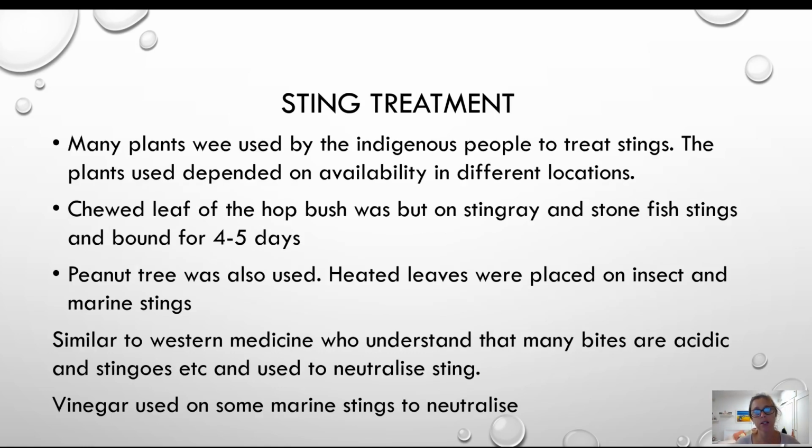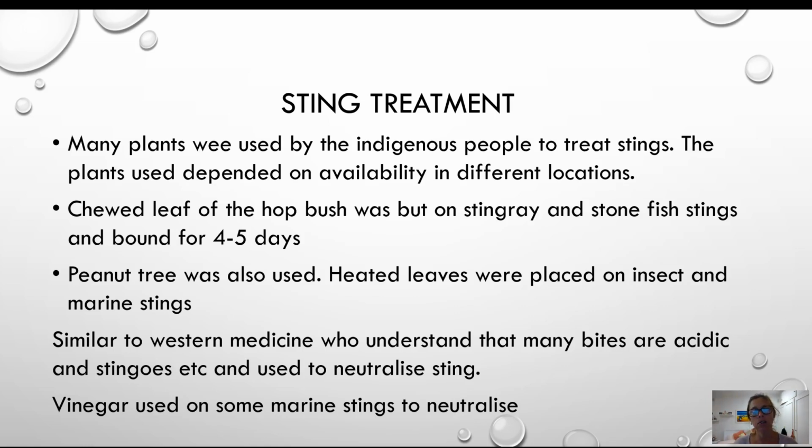So for example, our sting treatment, which wasn't necessarily covered in our talk, we can use many plants to treat stings. What plant they use depends on where they're located. One of these was a chewed leaf of a hop bush, and if you put it on a stingray or stonefish sting and bound it up for about 8 days, it was found to help with the pain and all the drama with the stings. Peanut tree was also used, so they placed heated leaves onto insect and marine stings.